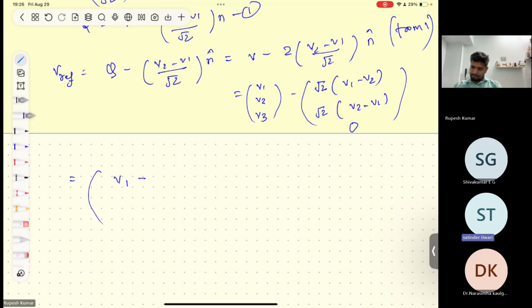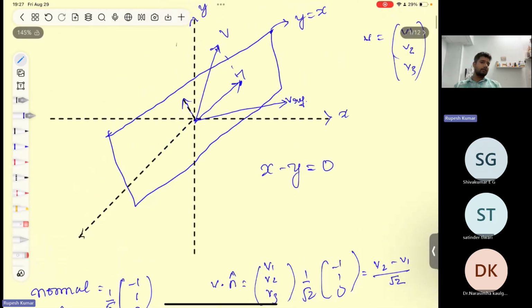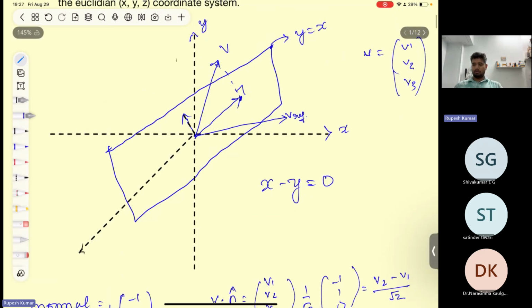Can we do it this way also? Once we find the projection of the v vector in the plane x minus y, and from that we get the foot of the perpendicular, what vector will we get over there? Double of that minus the v vector will give the reflection. That's the same thing. This is again the same thing you're doing. You will get the same result.